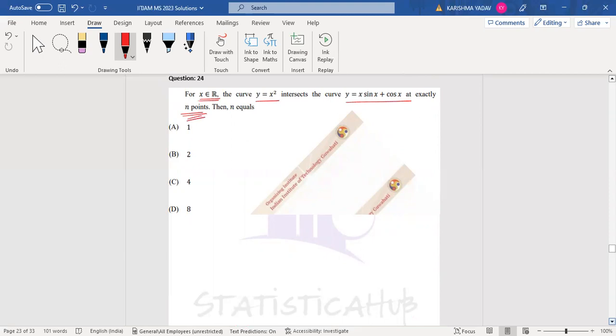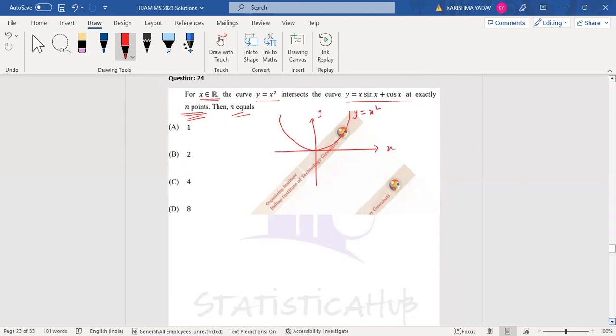Okay, and we have to find out that n, that how many times they are intersecting. So let's just draw this curve. What is y equals x square? This is my x, this is my y, then y equals x square would be somewhere like this, right? This is y equals x square.